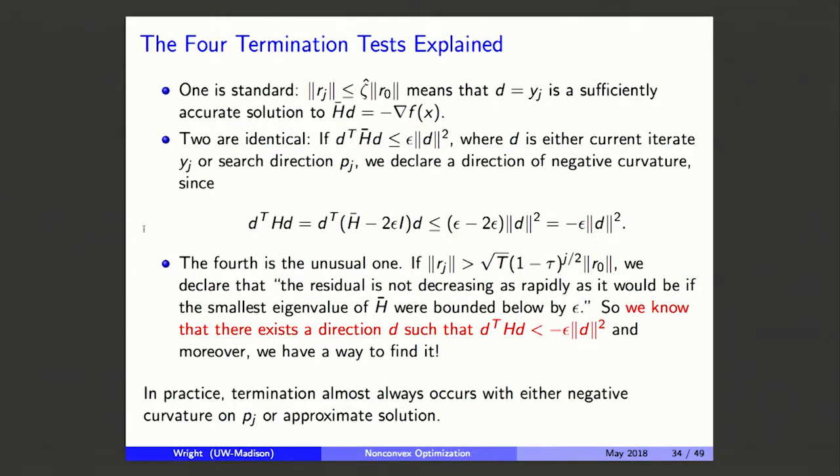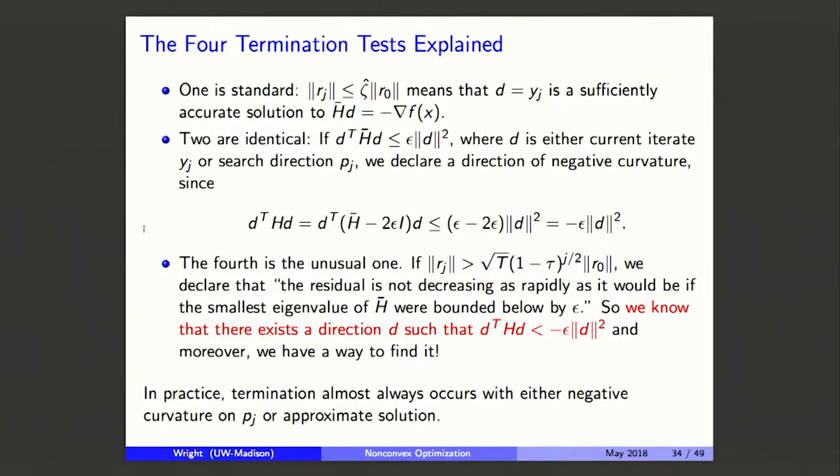The 4th one is the weird one. The 4th one is the one that says if the residual, after j iterations of conjugate gradient, is not decreasing rapidly enough, then that's a symptom of h bar having its smallest eigenvalue below epsilon, okay? Because you can show using the convergence theory of conjugate gradient that if the condition number of the matrix that you're working with is a certain value, you expect to see a certain decrease rate in the residual. If you're not seeing that, that's a symptom that the original matrix does not have the conditioning that you thought it did. In other words, its smallest eigenvalue must be below epsilon. And if the smallest eigenvalue of h bar is below epsilon, then the smallest eigenvalue of h is below minus epsilon because of the shift property, okay?